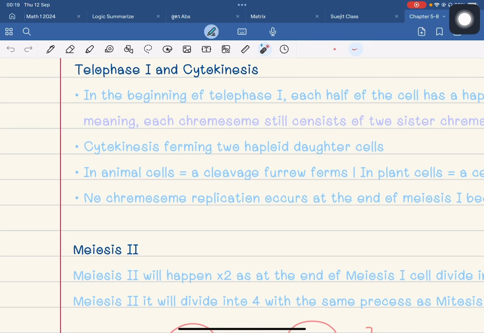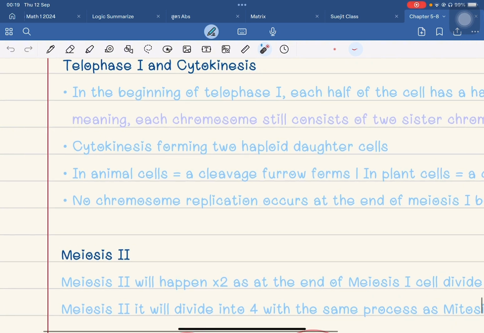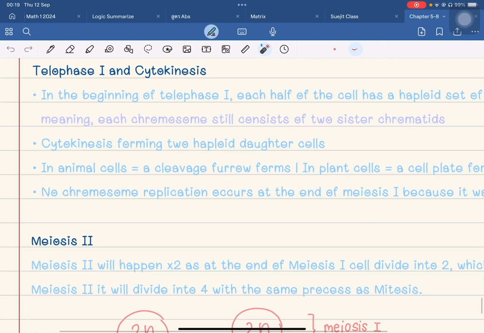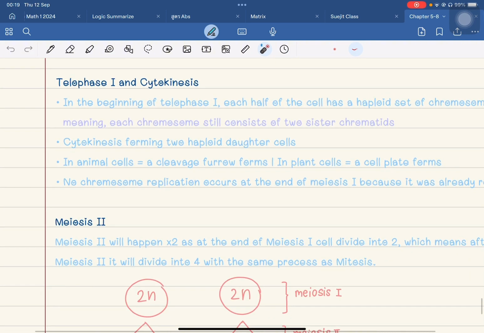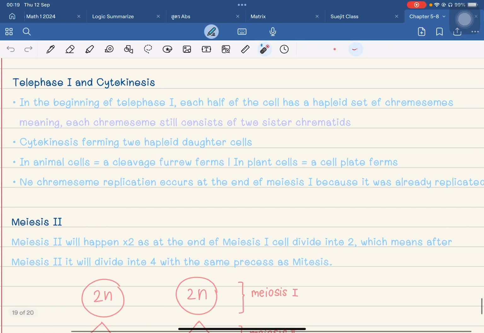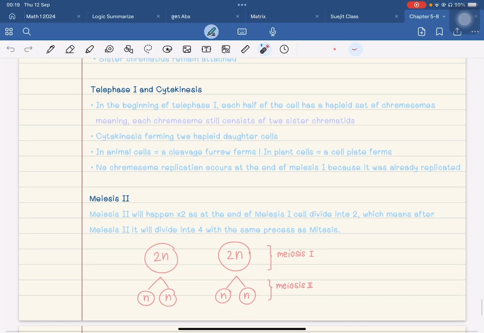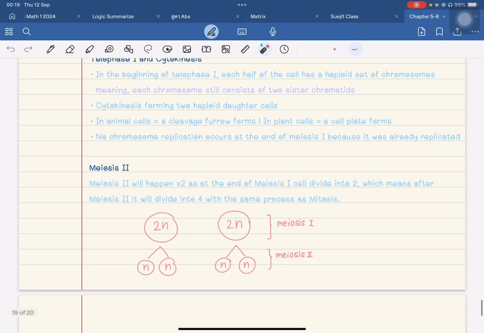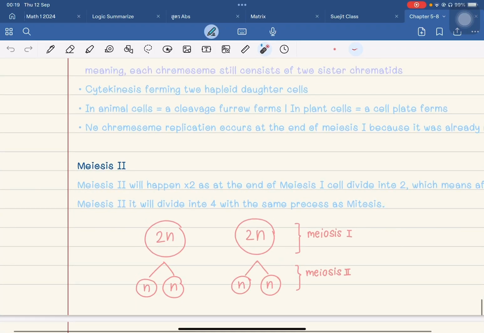The cytokinesis forms two haploid daughter cells. In animal cells, the cleavage furrow forms, but in plant cells, the cell plate forms. No chromosome replication occurs at the end of meiosis 1 because the replication already happened in the S phase of interphase.